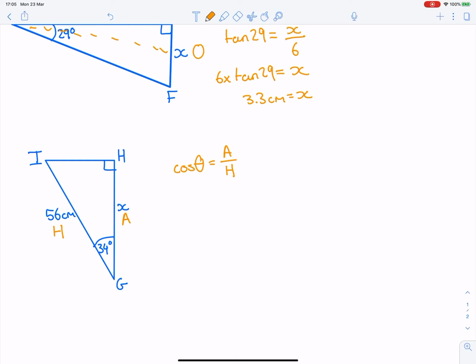Put in the numbers. So cos 34 equals your adjacent, x, divided by your hypotenuse, 56. Times both sides by 56 to get 56 times cos 34 equals x. Then you can work out what this is using your calculator. So 56 times cos 34, and you should get as an answer 46.4. That's the value of x. Hopefully you can now do exercise 1 on task 4.